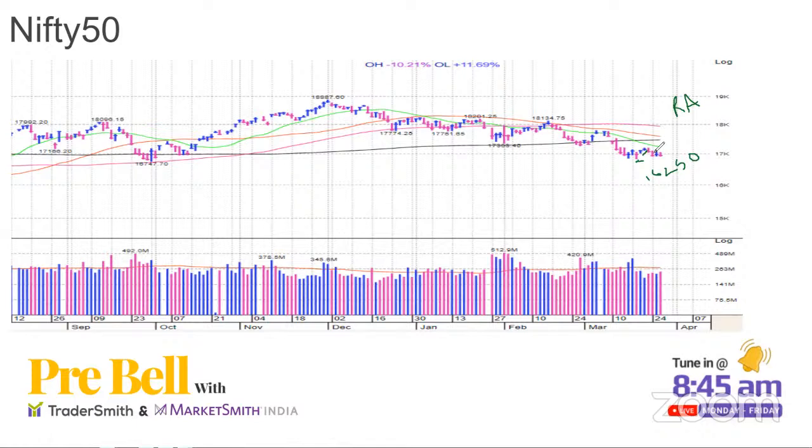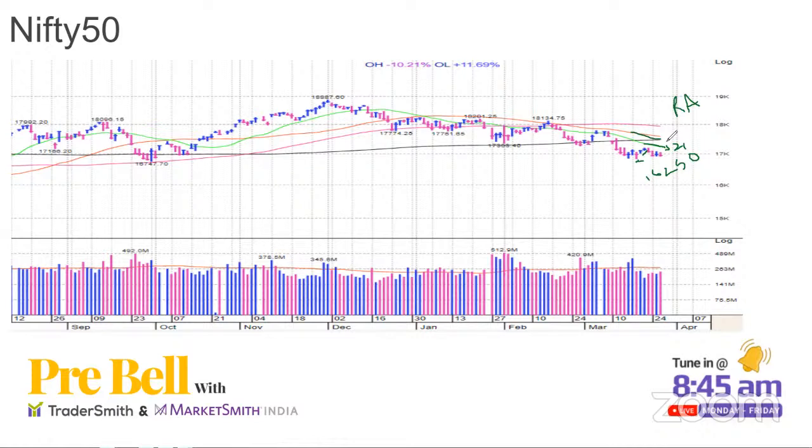but we haven't been able to get that follow-through day, majorly because of global cues as well as some negative Indian market sentiment. From the technical perspective, the green line, that is the 21 DMA, has started to show a downward trajectory. That means your key moving averages are showing a downward trajectory, which is not a good sign. Similarly, you can see your 50 DMA also moving in a downward direction.